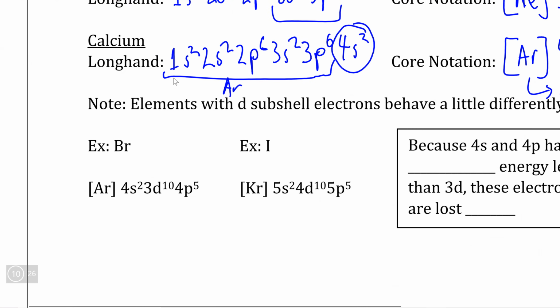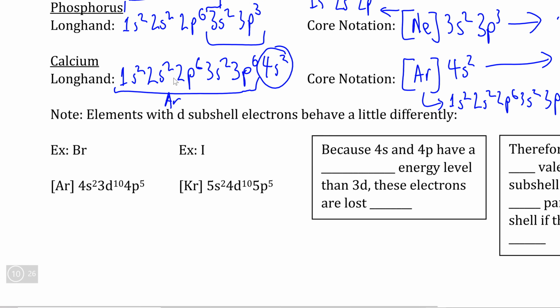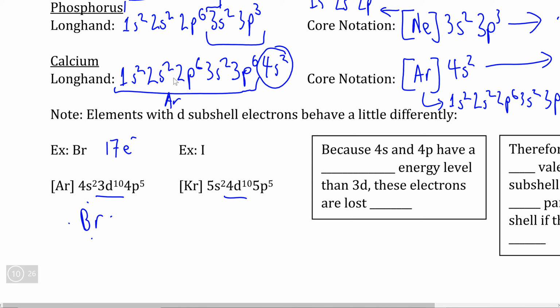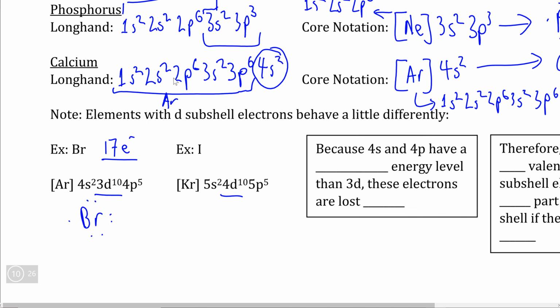One final thought, if we take a look at elements that actually have d electrons here, if we follow this rule about valence electrons, that would technically mean that bromine and iodine actually have 17 valence electrons here, but we know if we draw the Lewis structures, we would draw them exactly like chlorine and fluorine, where each of them have 7 valence electrons. So what are we doing here?